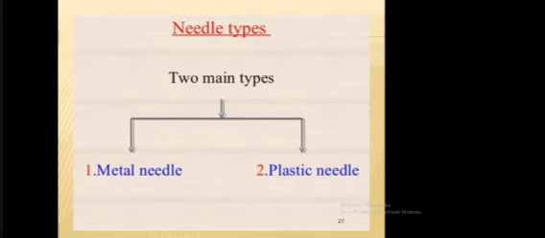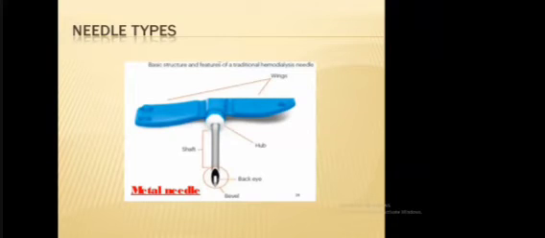For the needle type, there are two main types of needle: metal needle and plastic needle. This is the metal needle. The diagram shows it has a wing and a hub. You can see the white hub, then the shaft of the needle. This is the length; you can measure the length before cannulation.